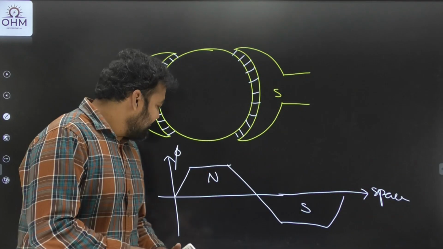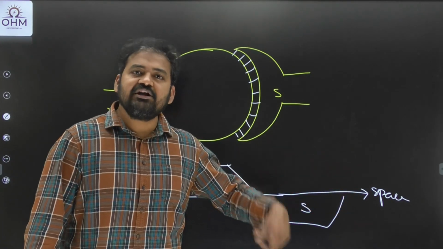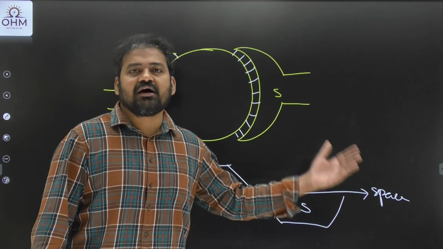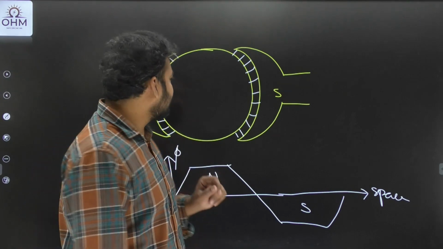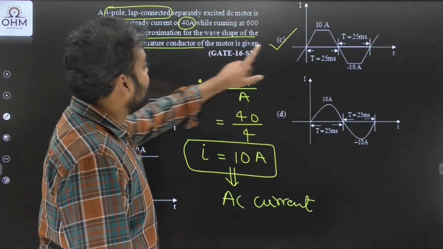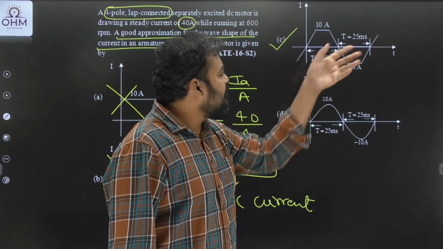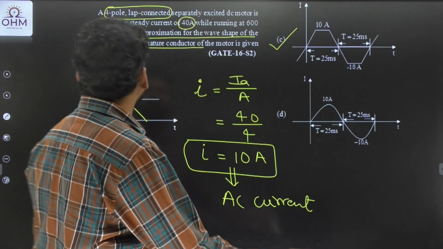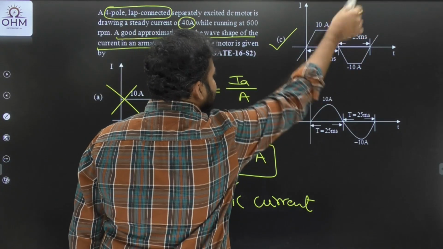Okay, so as field flux is distributed in a flat topped manner, obviously the induced voltage is also going to be flat topped voltage, and obviously current passing through conductor will also be a flat topped current. Understand? So that's why flat topped waveform is the correct answer. And the time period will depend upon frequency. What is the formula for frequency? Pn by 120. You can calculate. Actually this is the only square waveform, that's why this is the direct answer.